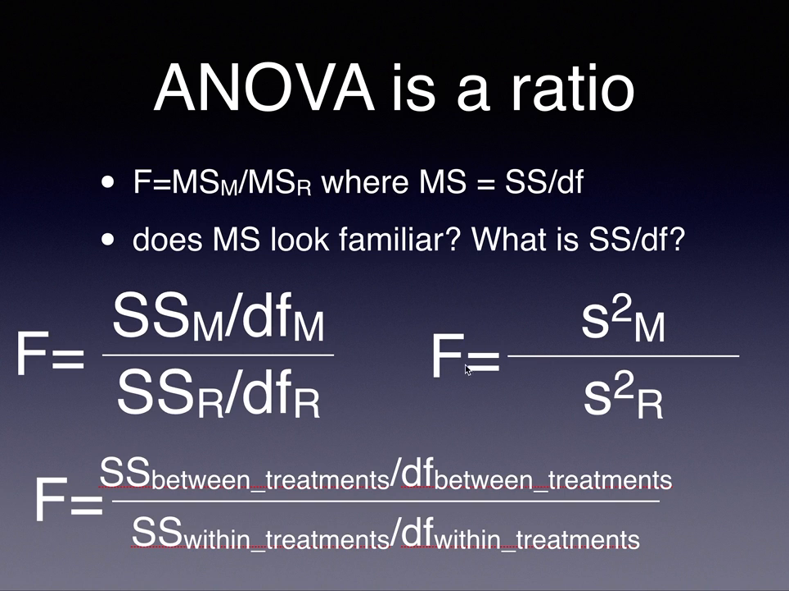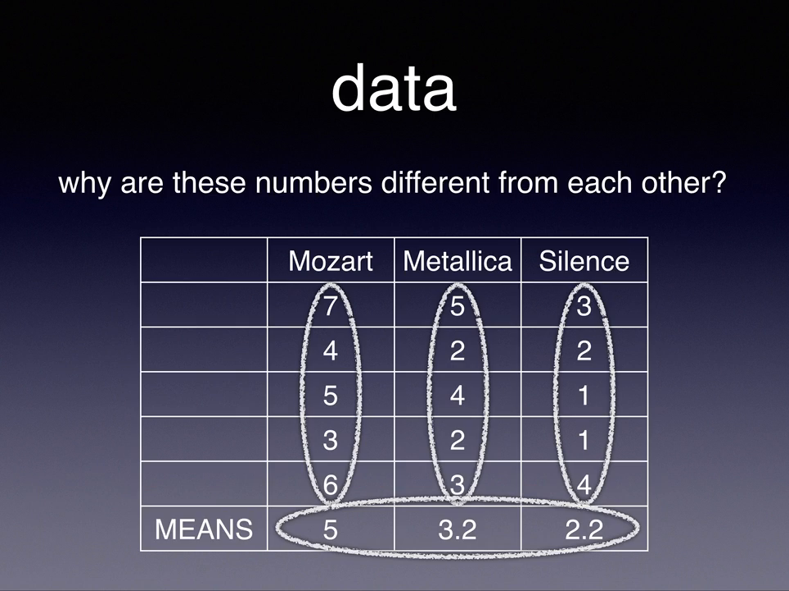And if there really is an effective treatment, it should be many times greater than the error in that model. And F, of course, is the value we compare to the distribution of F. We'll get back to that a little later. The only other thing I want you guys to know for our upcoming test is why these numbers are different from each other. Why within the Mozart group, 7, 4, 5, 3, 6, why did everybody not get the same score? They all listen to the same thing, right?